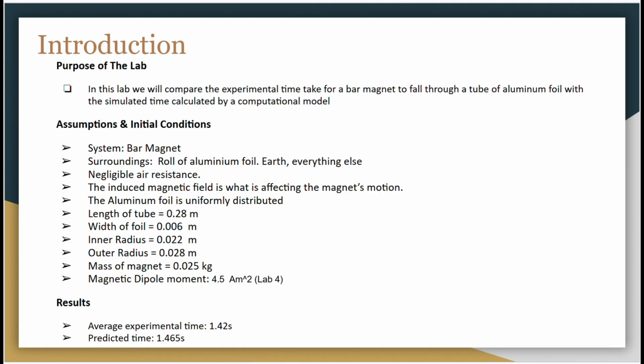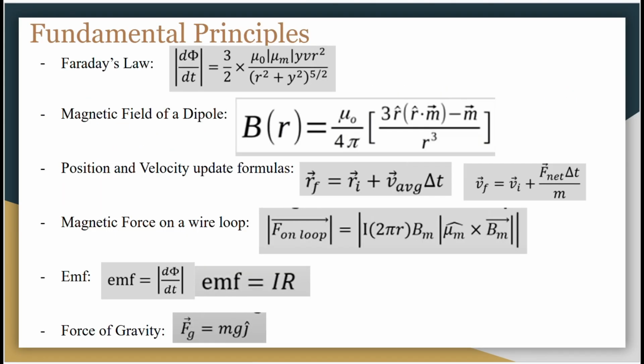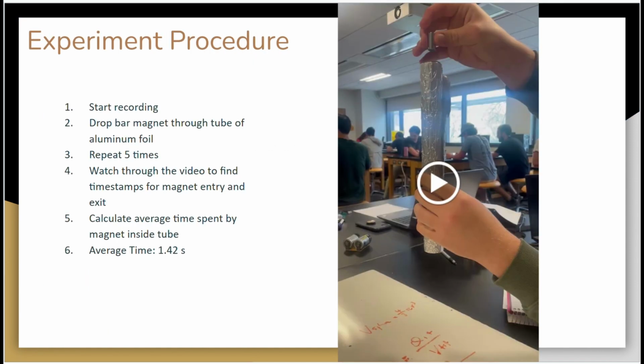The average experimental time was 1.42 seconds, and very close, the predicted time was 1.465 seconds. That was pretty dang good. Fundamental principles. We got Faraday's law, the magnetic field of a dipole, position and velocity update formulas, magnetic force on a wire loop, electromagnetic forces, and the force of gravity. All these formulas play pivotal roles in our code, which is going to be up soon.